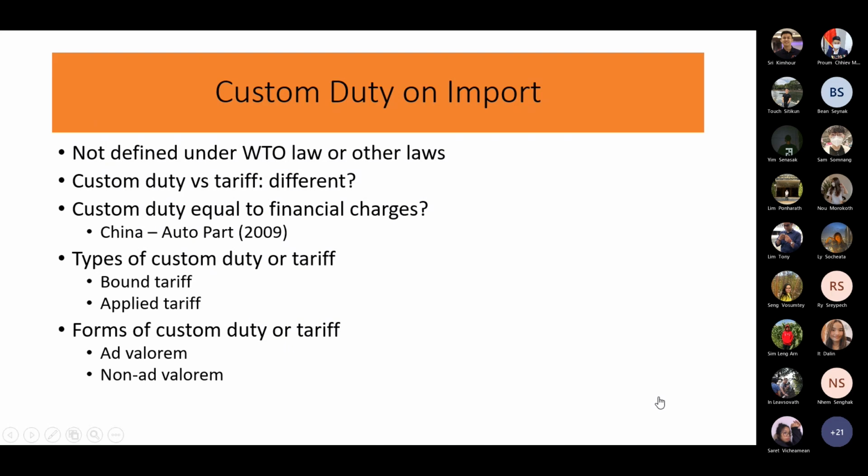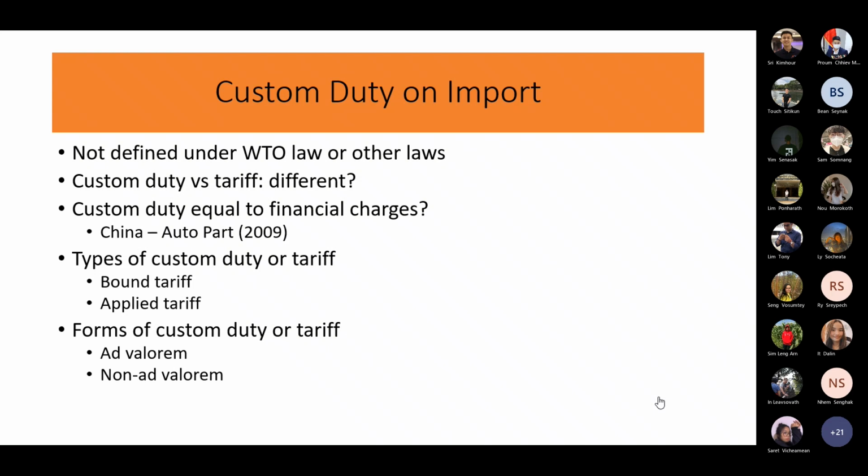What is custom duty on import? If you look at WTO law, trade law, especially GATT 1947 or 1994, there is no definition of the word custom duty on import. That is why the word custom duty has been the main subject of many conflicts so far. For example, the conflict between China, the US, Canada, and the EU in 2009. They also questioned the application of a financial charge as a custom duty.